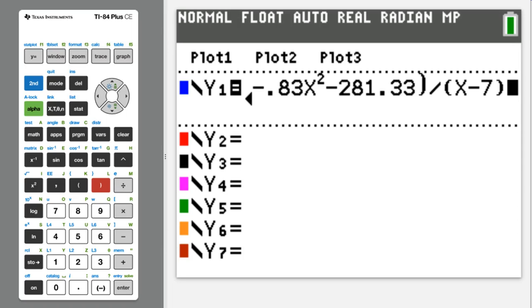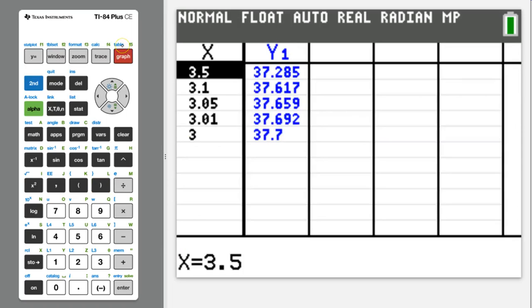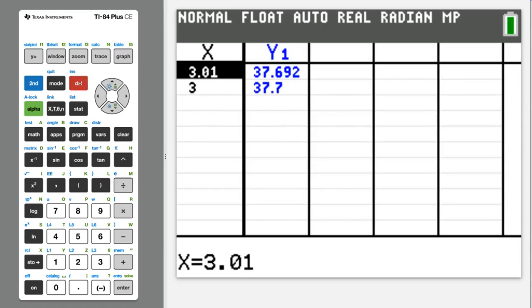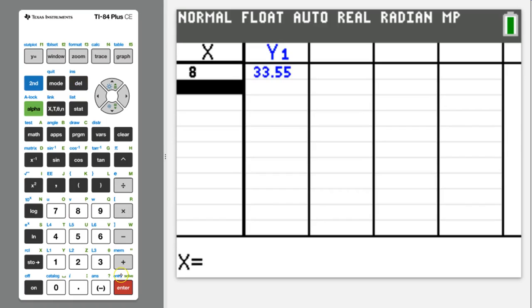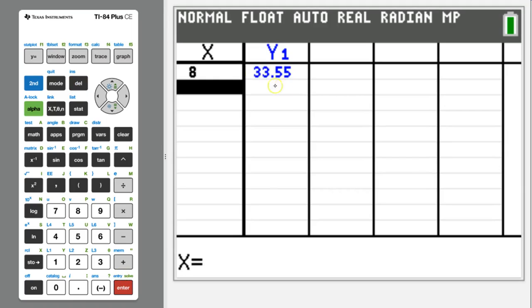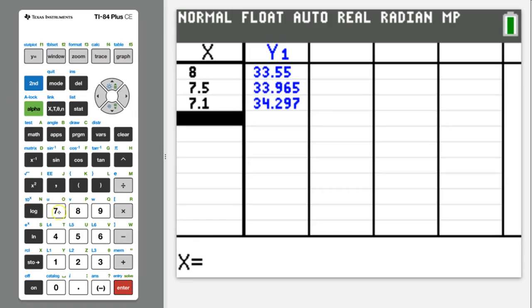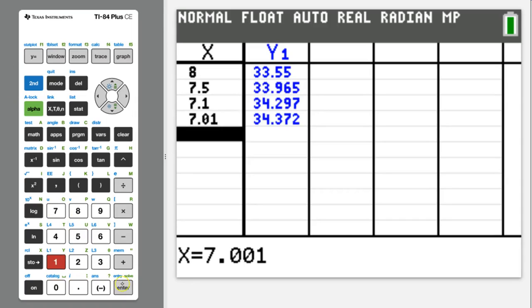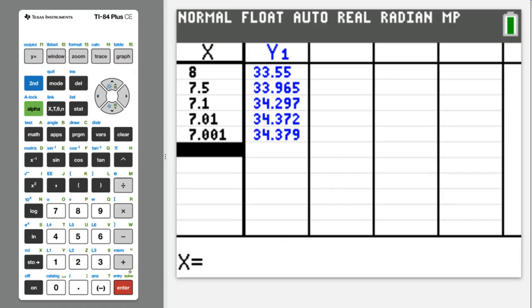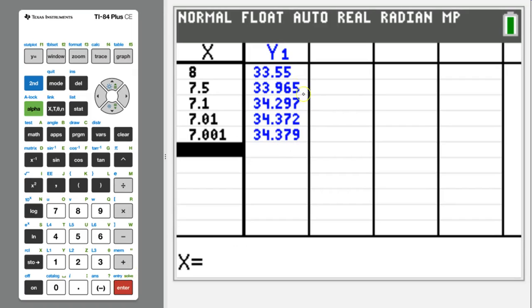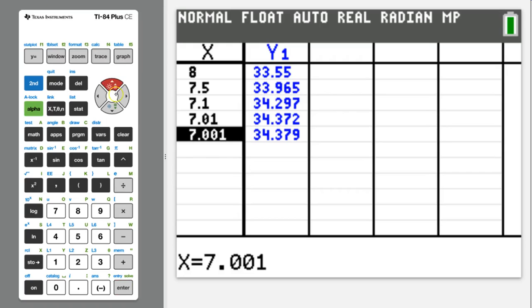Okay, so here we go. I typed it all in. Now I'm going back to my table. We can delete the ones that were there. And for this problem, we're using 8 for our first x-coordinate of Q, and the number we get for y is our slope. And then we're using 7.5, and then 7.1, and then 7.01, and then 7.001. So these points are getting closer and closer together, and looks like the slopes are getting really close to this number, 34.379.